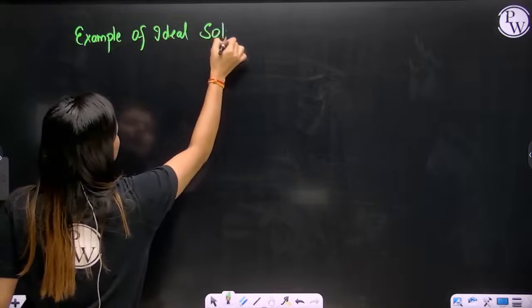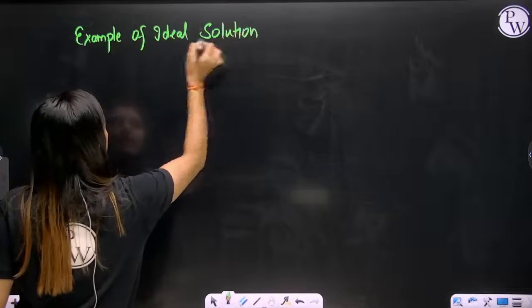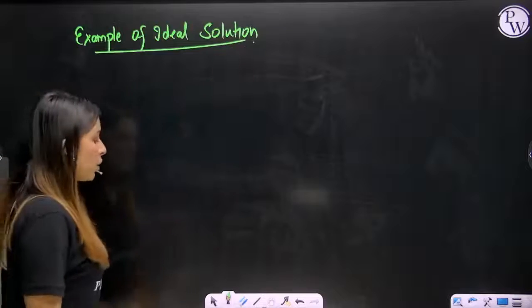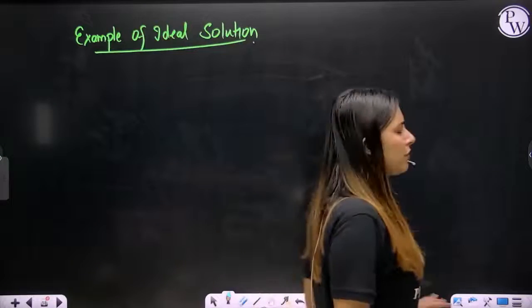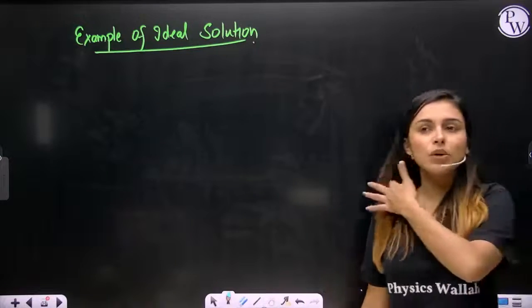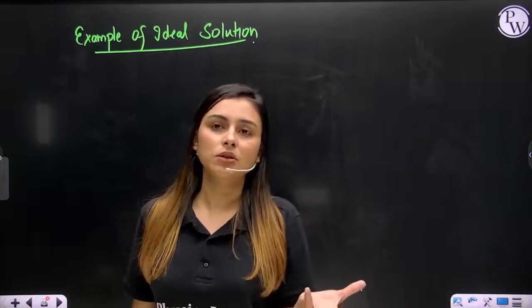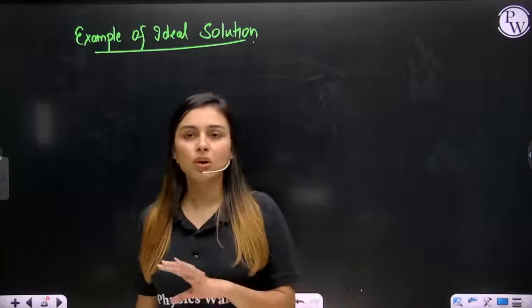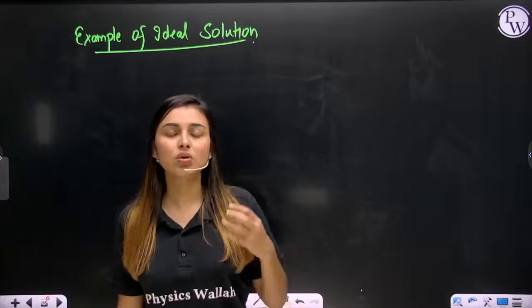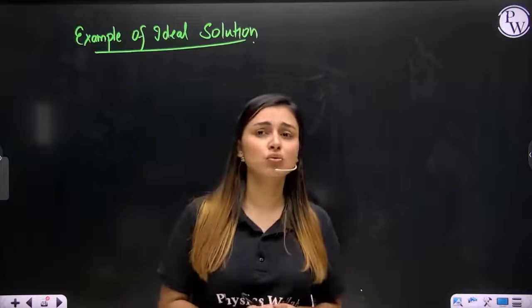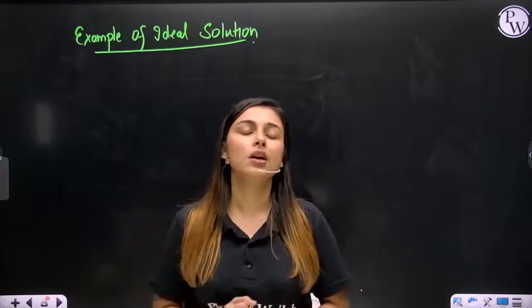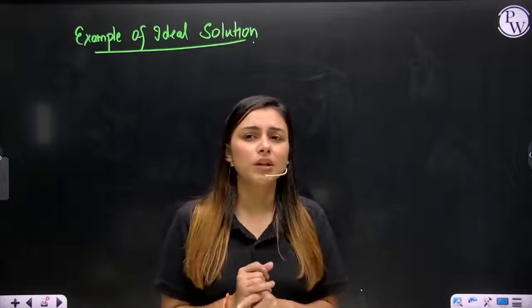So what are the general examples of ideal solutions? See, you need not remember all the examples, but you need to have a little idea about how you can look at the examples and find out whether it will be an ideal solution or not. See, I told you that all the interactions are nearly equal. So normally ideal solutions are those solutions that behave ideally which have very weak van der Waal interactions.